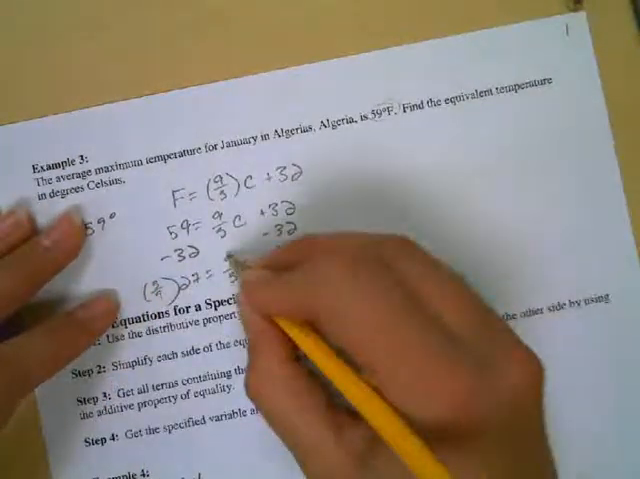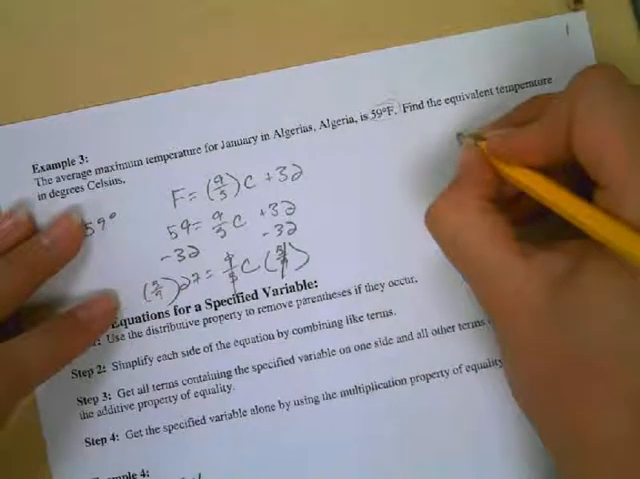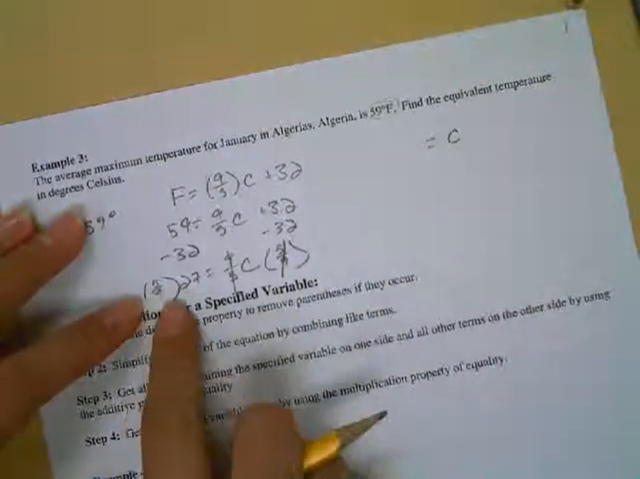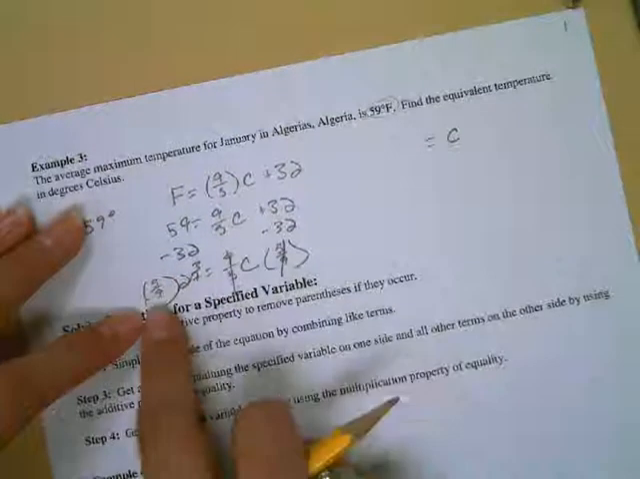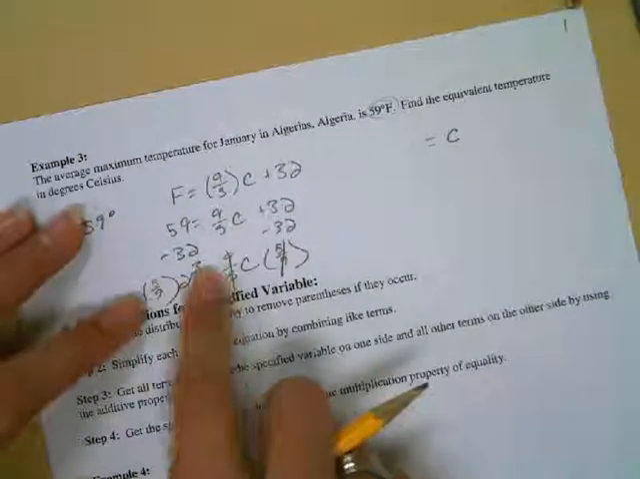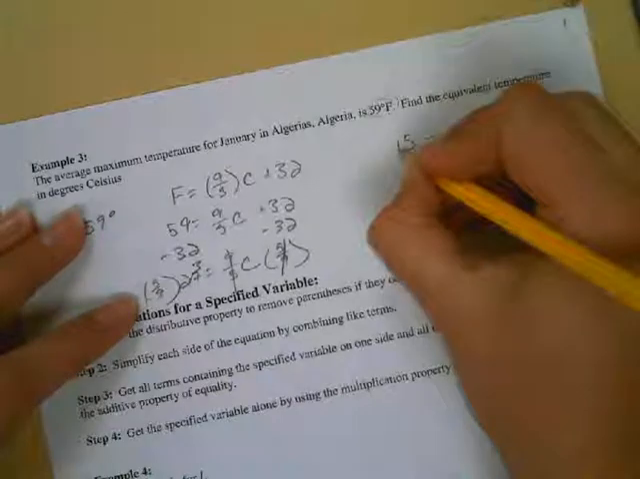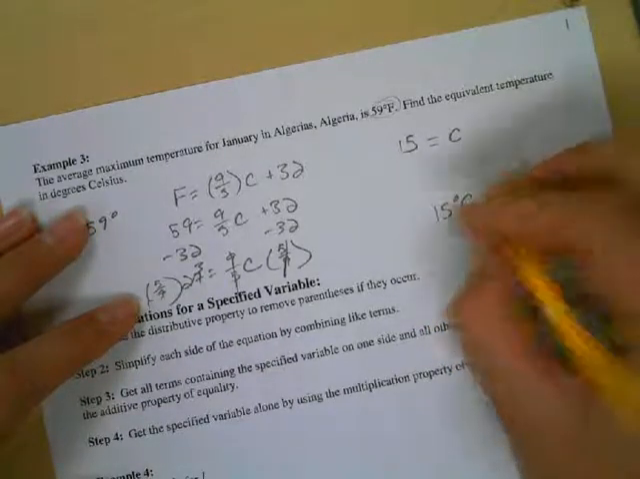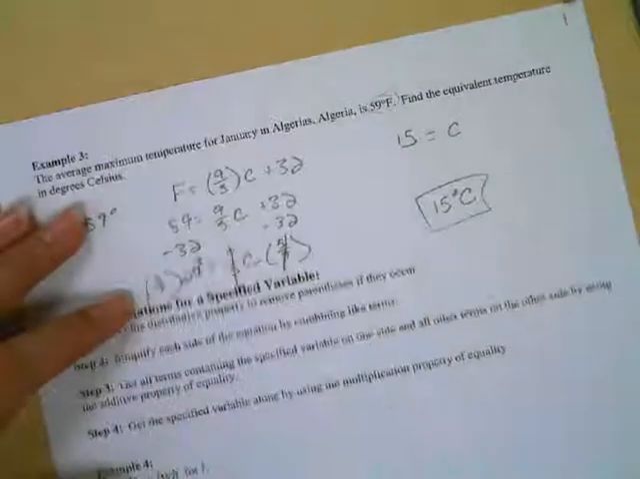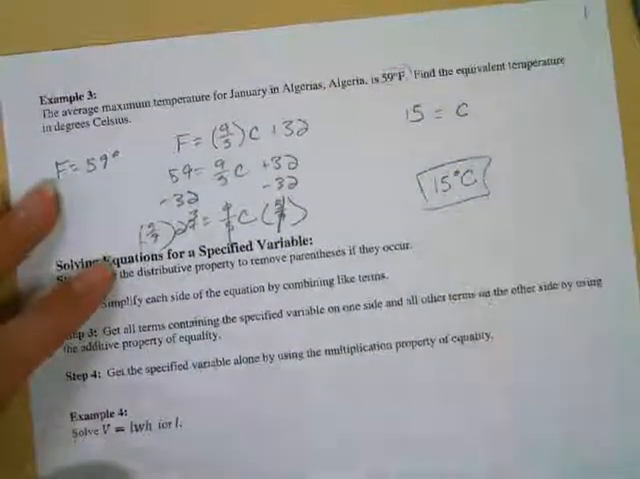So those go away. I end up with C on the right-hand side, 5/9 times 27. You can use your calculator. I'm just going to reduce. 9 and 27 reduce to 1 and 3. So 5 times 3 is 15. So I get 15 degrees Celsius. Okay, so 59 degrees Fahrenheit is the same as 15 degrees Celsius.